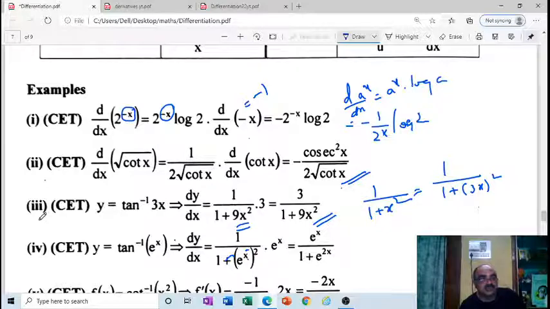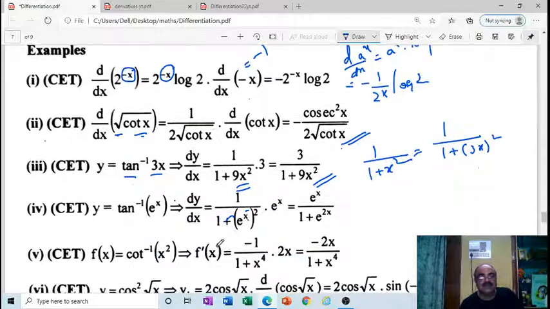Friends, these rules are very essential. We are differentiating with respect to tan inverse first, then 3x. With respect to root first, then cot x. Chain rule is very important here. One more similar to that.